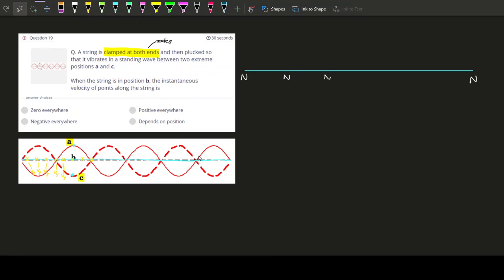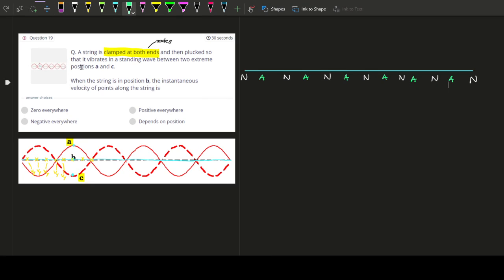1, 2, 3, 4, 5. So these are the 5 nodes in between. Then you also have antinodes, of course, in between: 1, 2, 3, 4, 5, 6. So this is your line over here.